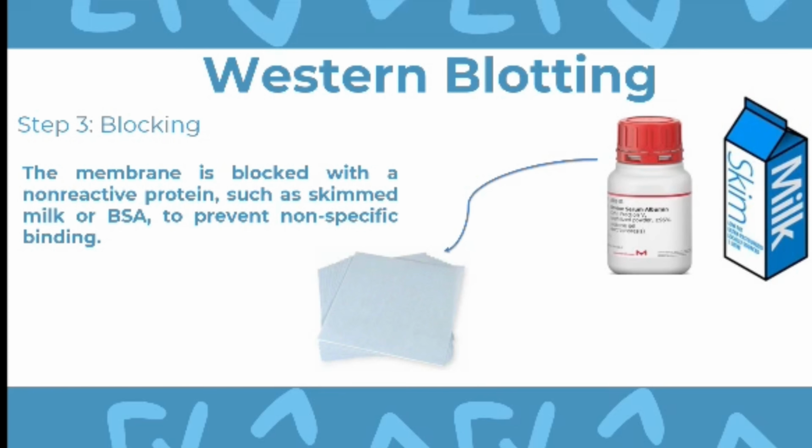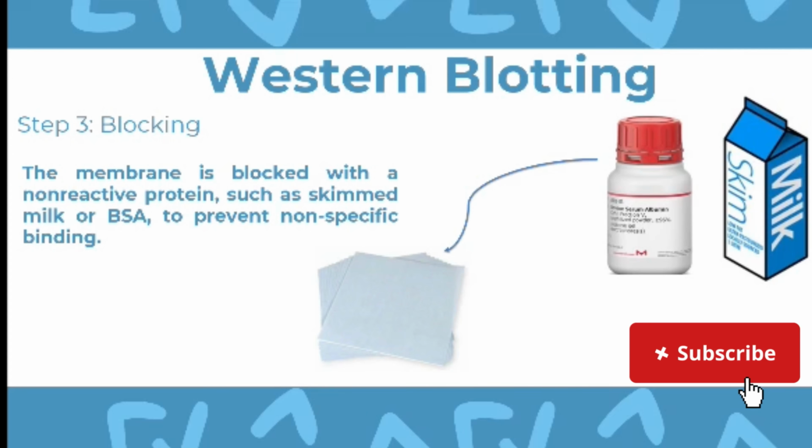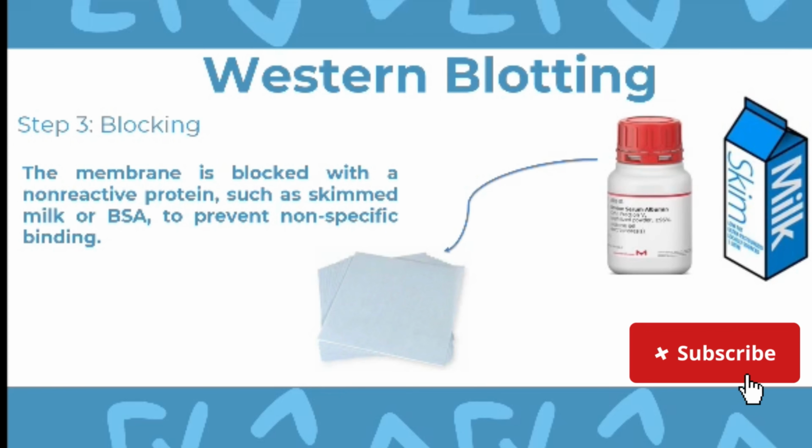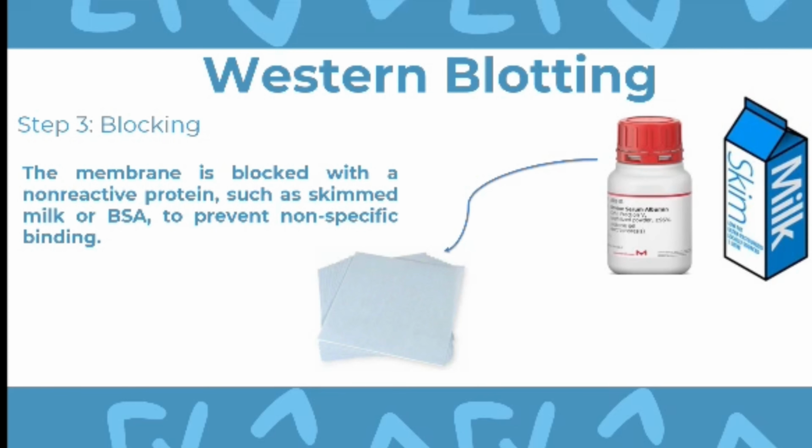So in the next step, the membrane is blocked with a non-reactive protein such as skimmed milk or bovine serum albumin to prevent non-specific binding. What this basically means is that on this nitrocellulose membrane, you have your proteins now bound on it, but there are certain areas of the membrane that the proteins are not bound. So you want to block those areas, and this is very vital for the next step.